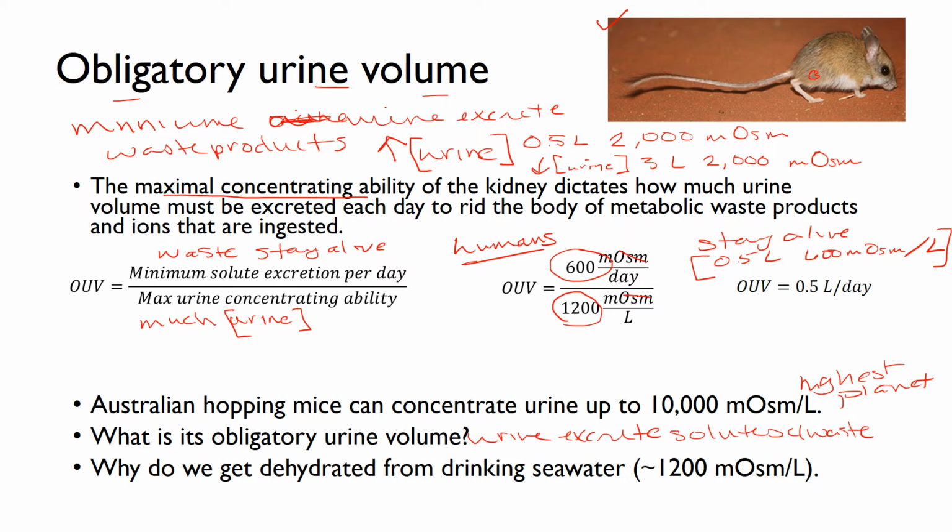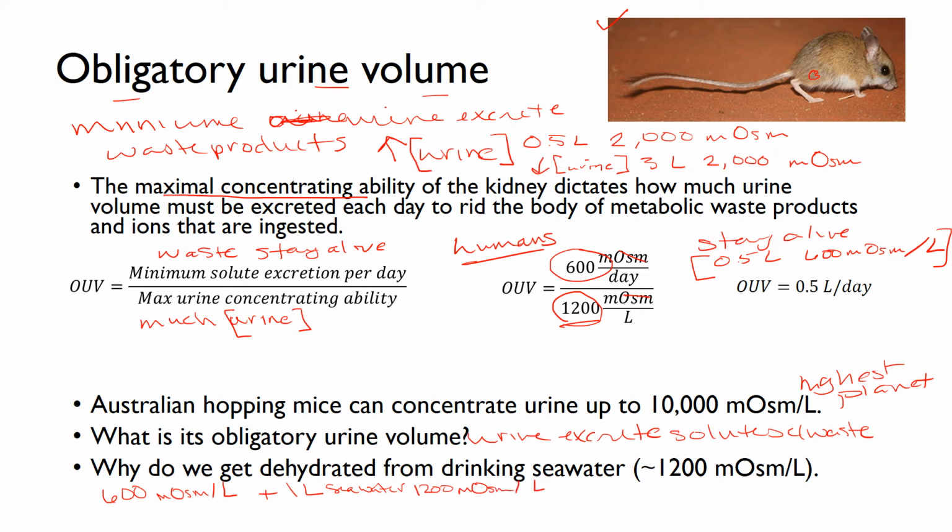Well, it has to do with obligatory urine volume and the fact that humans can max out their urine concentration at 1200 milliosmoles per liter. So let's think about this, okay? If our minimum solute excretion per day is 600 milliosmoles, and we drink 1 liter of seawater, that 1 liter of seawater is so concentrated, it has about 1200 milliosmoles per liter concentration.